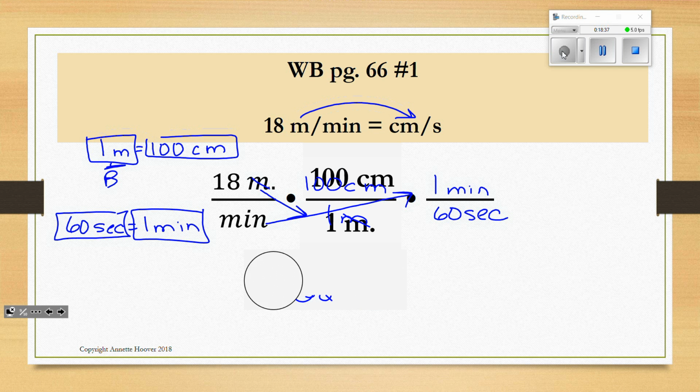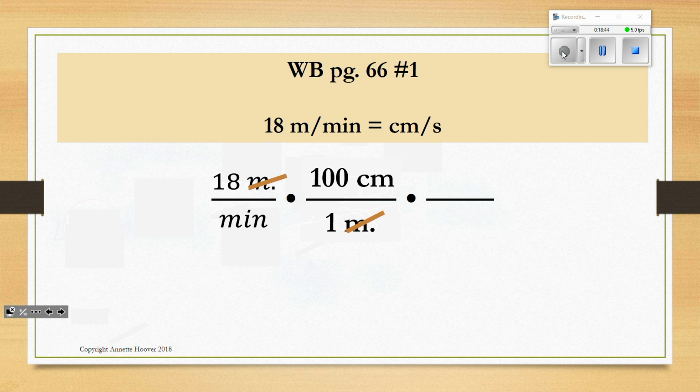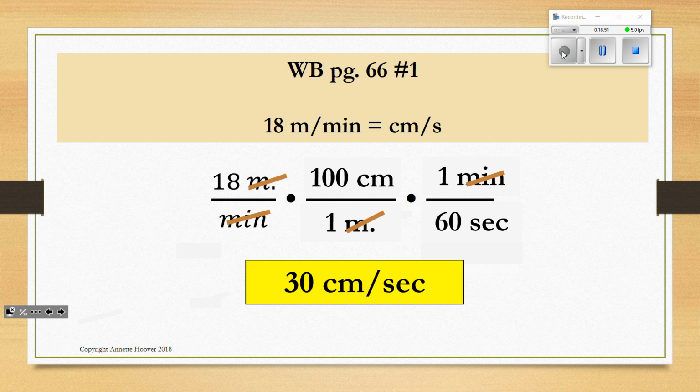And then my PowerPoint's going to pop it all in there, so I'm going to erase this so you can see it again. There was the first ratio that we set up. There was the second ratio that we set up. And then we were left with 30 centimeters per second. So I hope this helps you with rate conversions.